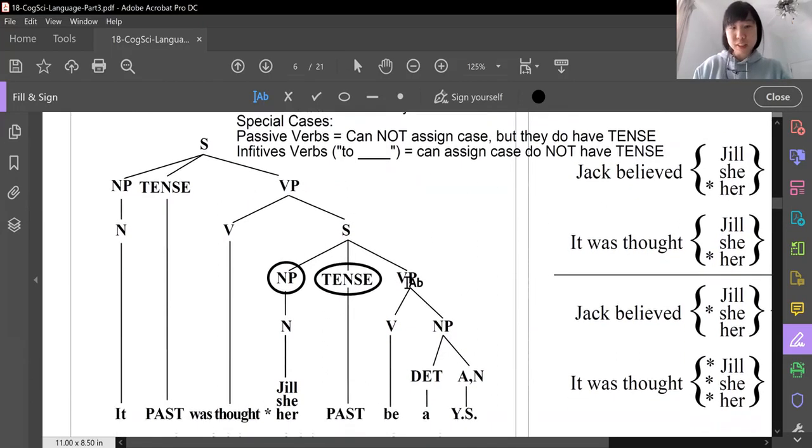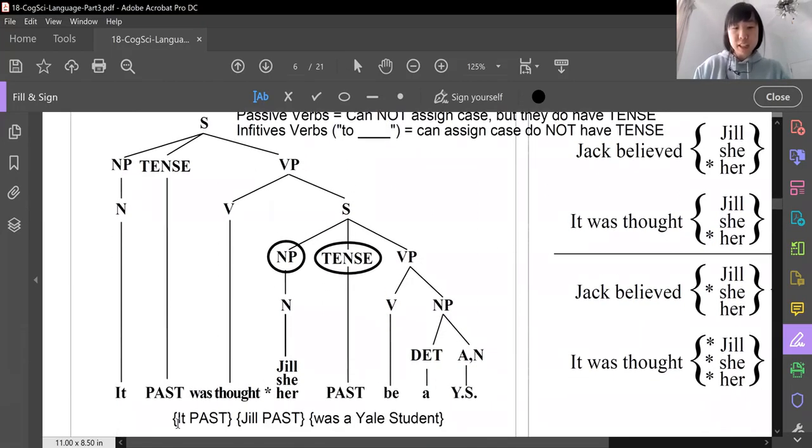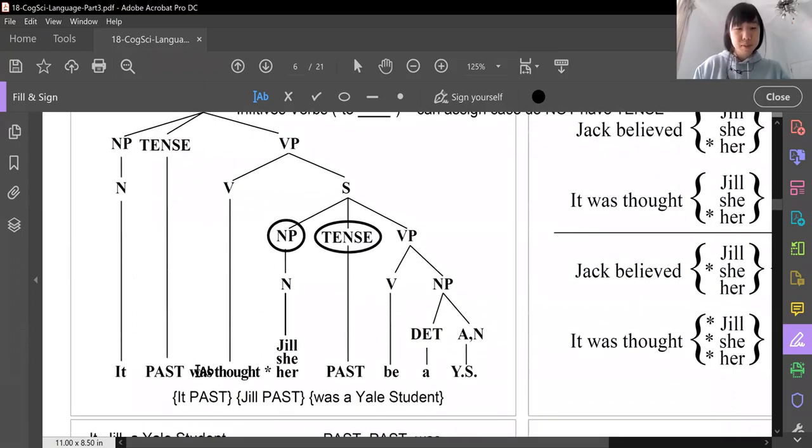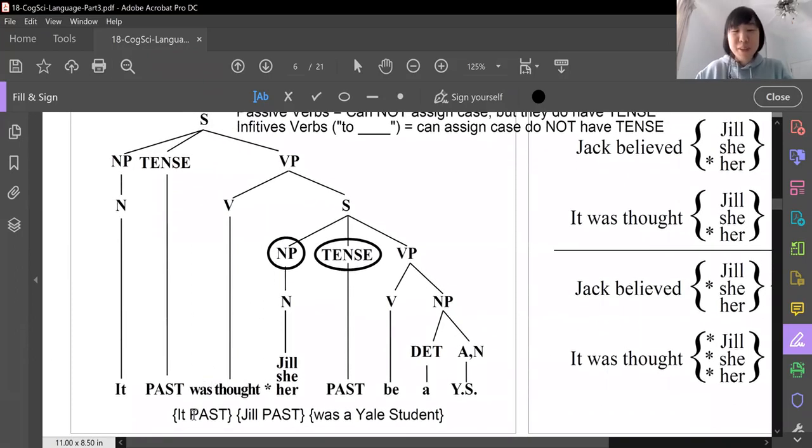Let's double check our answers. I can't do he, but normally if it's like Jack or Jill, you can replace it with a pronoun to check whether or not it's correct. But anyway, so past tense assigns nominative case. So nominative case is being assigned to it.